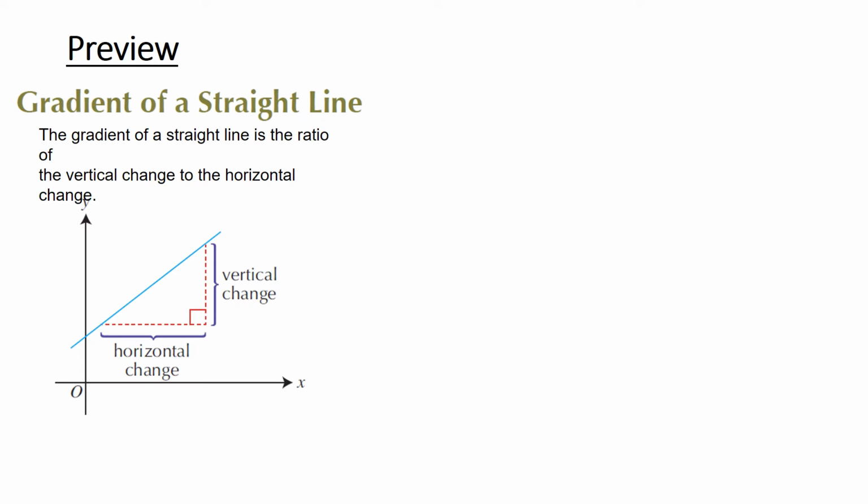Gradient of a straight line. The gradient of a straight line is the ratio of the vertical change to the horizontal change. That is change in y over change in x. Gradient is always represented with m. So we can write m equals change in y over change in x, or rise over run.